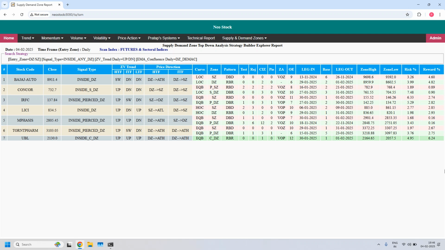we got 7 stocks. These 7 daily demand zones are having daily EMA confluence, and a couple of these stocks, I think 3 stocks are pierced zones. Look into this column. Pierced zones, always you look into pierced column. If the count is 0, it is not pierced. If the count is more than 0, it is a pierced zone.